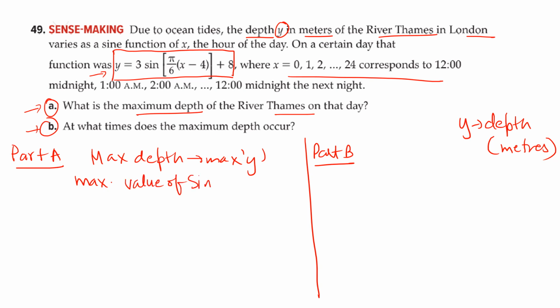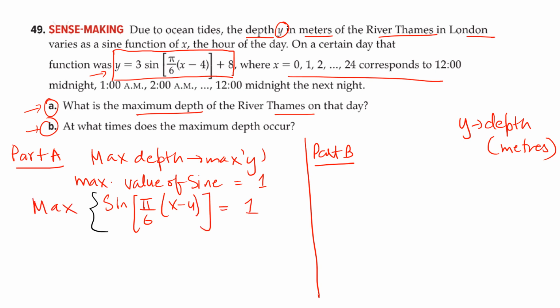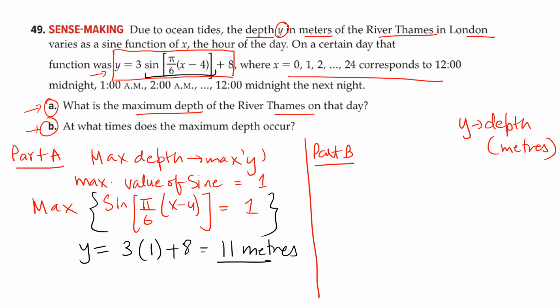So the maximum value of sine can be obtained by replacing the sine function with 1, because 1 is the maximum value. So I will put in place of sine this whole thing which is given in the question, pi by 2 x minus 4. This maximum value is 1. If I'm just maximizing this function, then it is always 1. So I replace this whole thing with 1 to get my maximum depth. So 3 times 1 plus 8. So my maximum depth is 11 meters. That completes your part A. Let's go to part B.